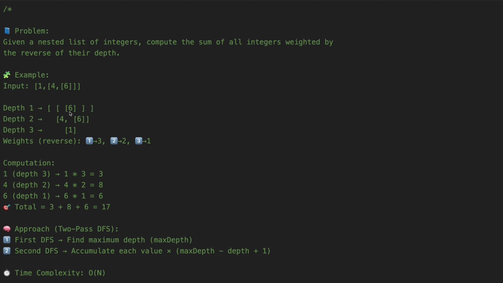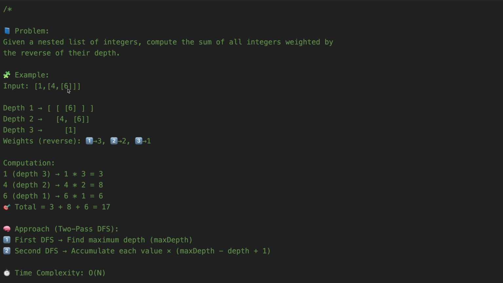Depth of 6 is 1. Depth of the 4 is 2 and depth of the 1 is 3. Why? Because it should be in reverse, right? If we look at it as a tree, then in that case the leaf should have the least weight and the root should have the highest weight.